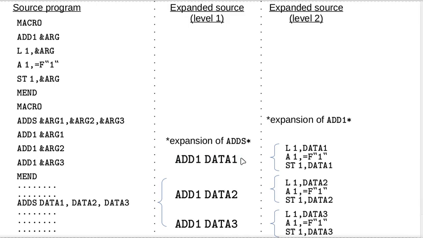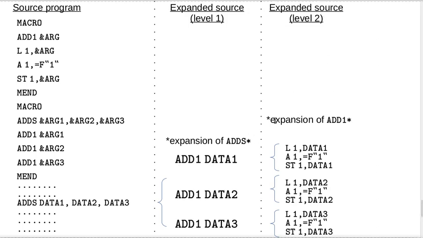So what macro call is this? This is the macro call for the macro named ADD1. In the first instruction we are calling ADD1 with argument data 1, in the second instruction we are calling ADD1 with the argument data 2, and in the third one we are calling ADD1 with argument data 3. Since each of these is a macro call statement, each will have its own expansion. That brings us to the expanded source level 2.